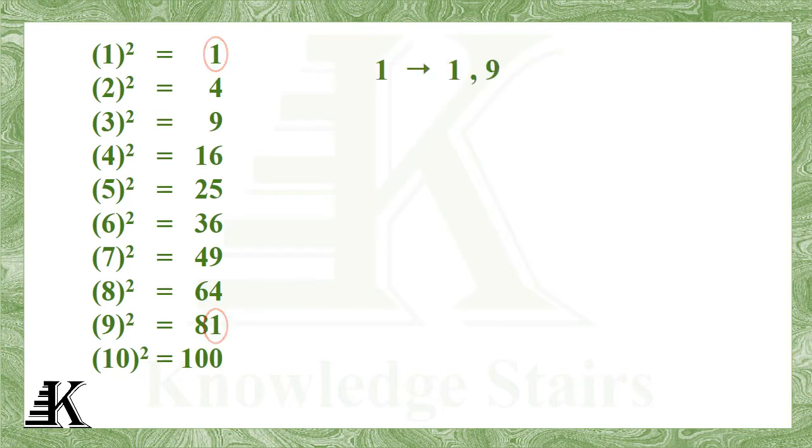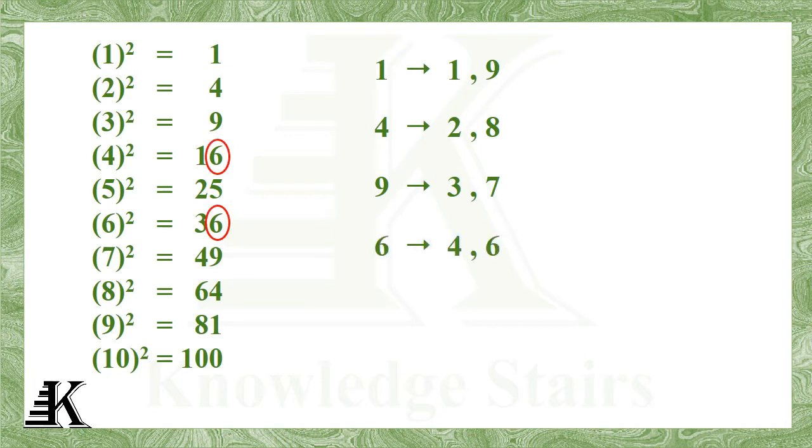Likewise, the numbers 2 and 8 have 4 in the unit place of their squared values. The numbers 3 and 7 have 9 in the unit place of their squared values. The numbers 4 and 6 have 6 in the unit place of their squared values. Number 5 has 5 in the unit place of its squared value. Likewise, any number ending with 0 has 0 in the unit place of its squared value.